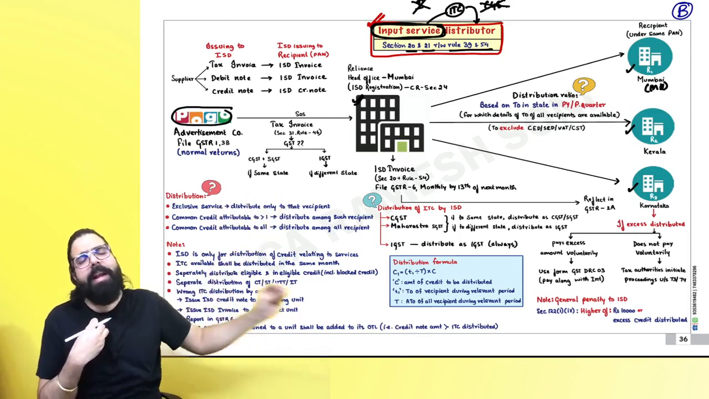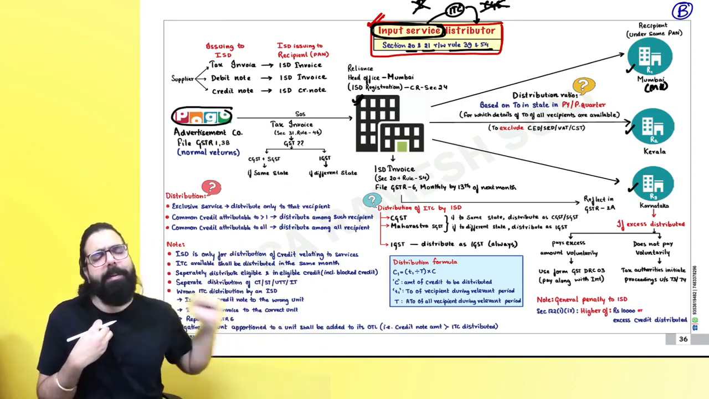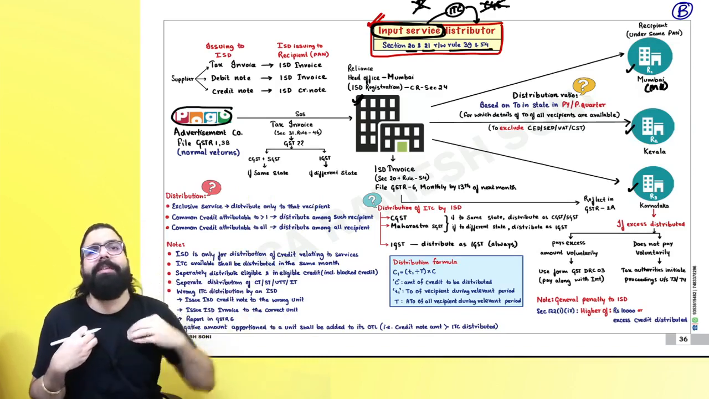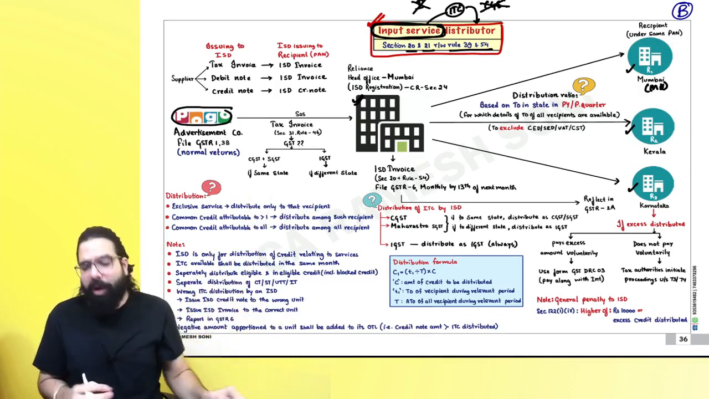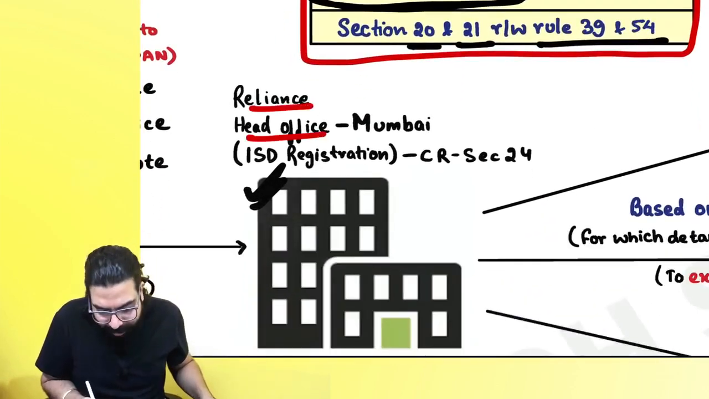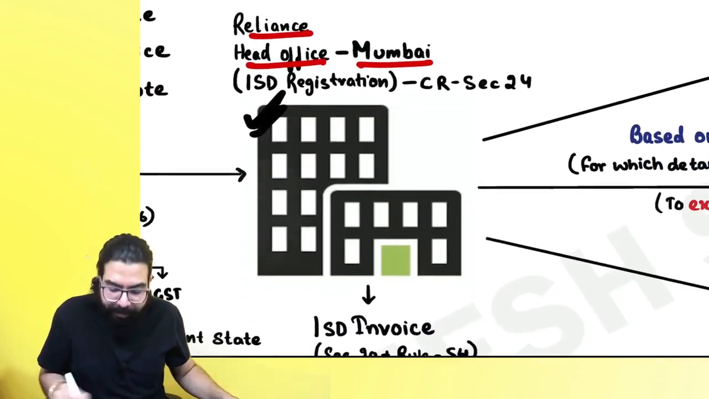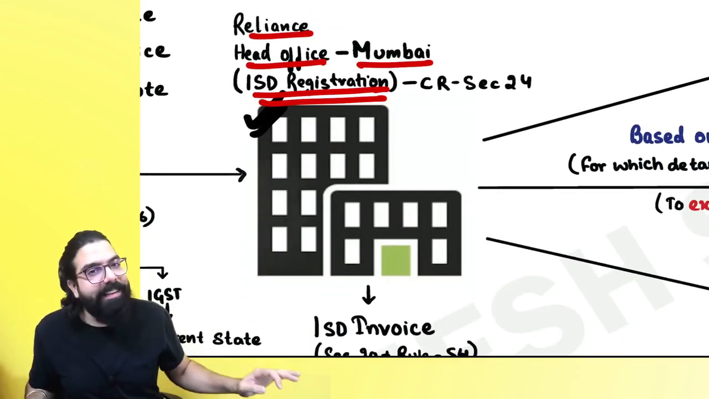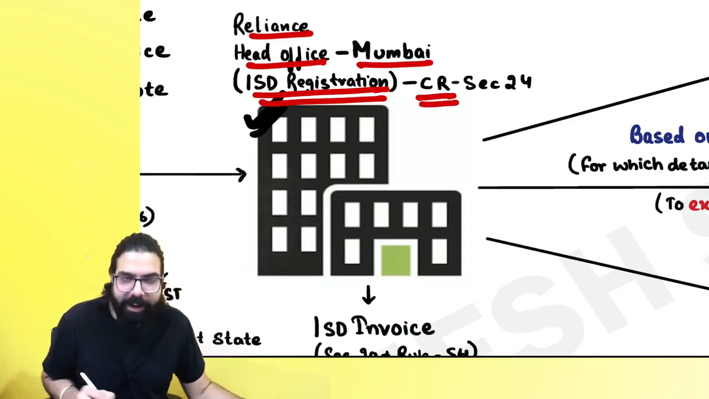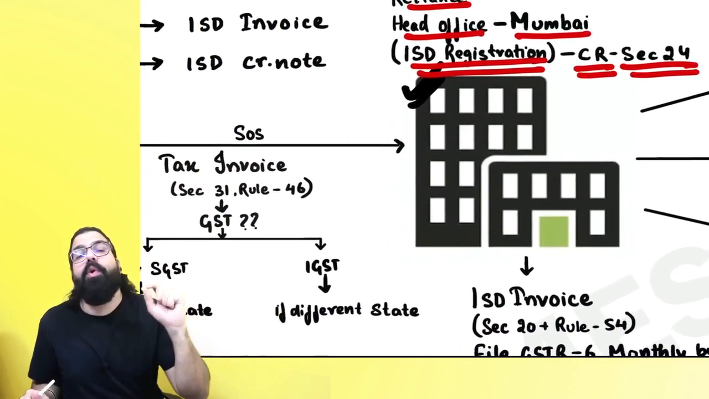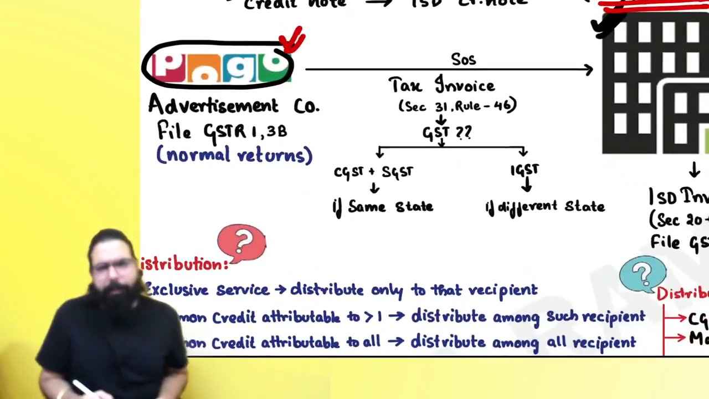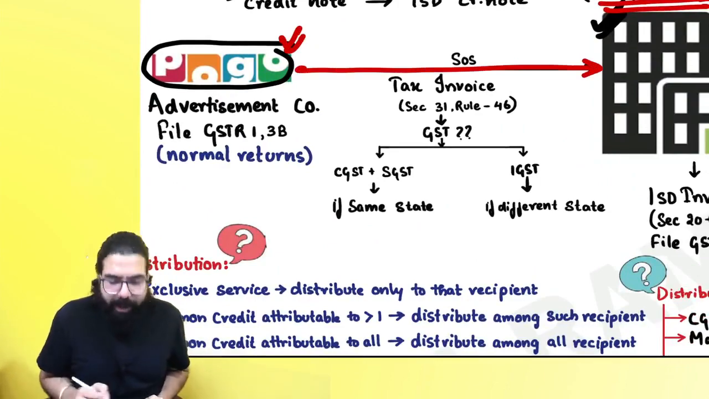Now, because advertisement happens in all the 3 states, these 3 branches will get benefited, and hence they should be given the input tax credit. But the bill comes to the head office and the head office can distribute. If Reliance head office, which is in Mumbai for an example, takes the registration as ISD, remember, ISD registration is a separate registration and it's a compulsory registration under section number 24 if you want to distribute the credit.